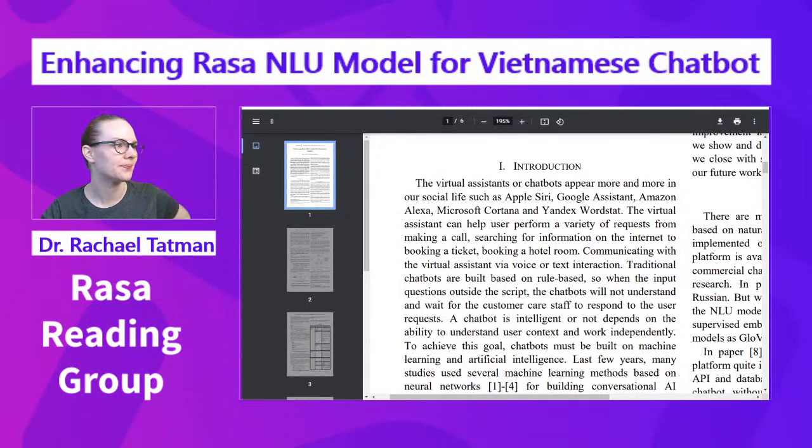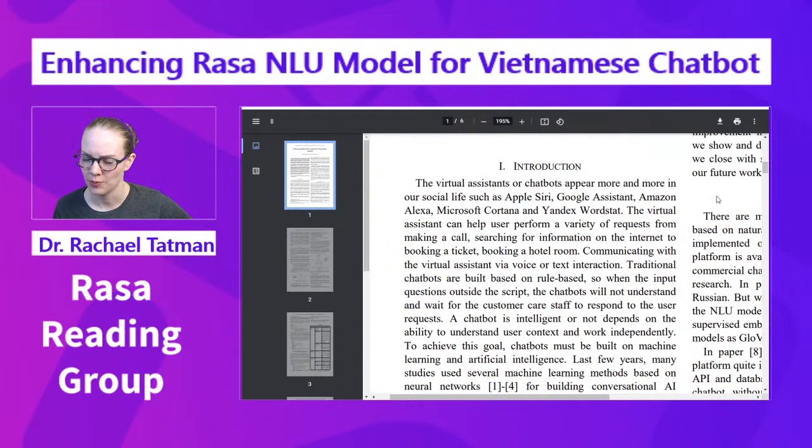Ooh, hot coffee. The virtual assistants or chatbots appear more and more in our social lives, such as Apple Siri, Google Assistant, Amazon Alexa, Microsoft Cortana, and Yandex WordStat. I don't think I've heard of WordStat before. It's probably Russian language if it's by Yandex.